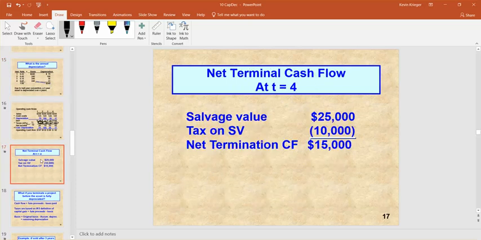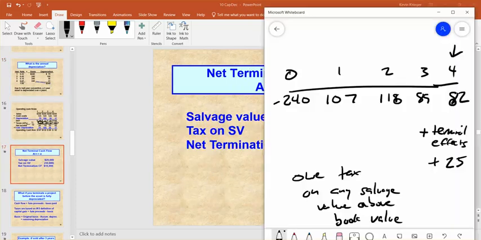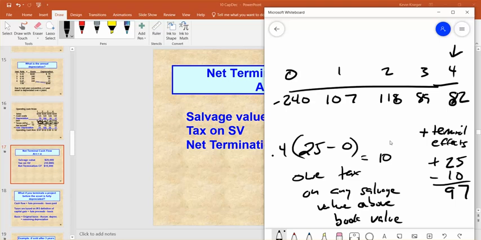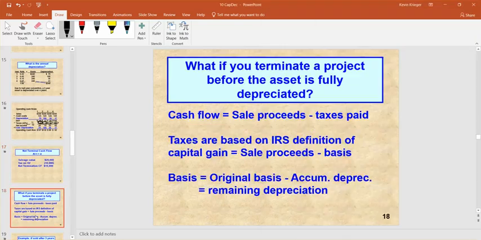So in this case, you sell it for $25,000, but you owe tax on anything above the book value, where the book value is 0. So you owe tax on the whole salvage value. You owe 40% tax on anything above the book value. So that's just 10,000. 0.4 times 25 is 10. So that's the reason your terminal effects in this example are a grand total of plus 15. 82 plus 15, 97 is your terminal cash flow. Excuse me, your year 4 cash flow. That's the idea there.